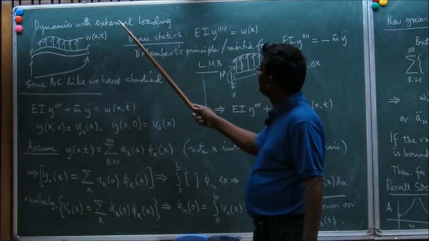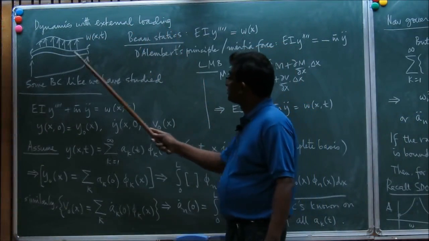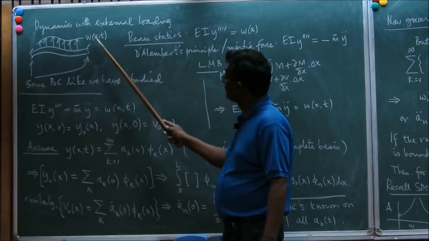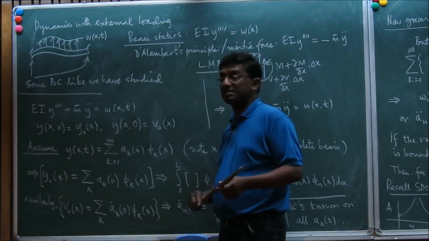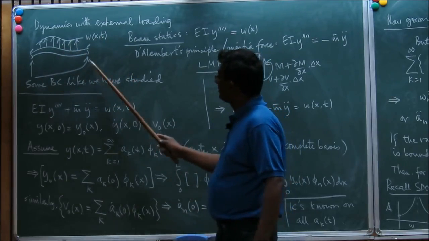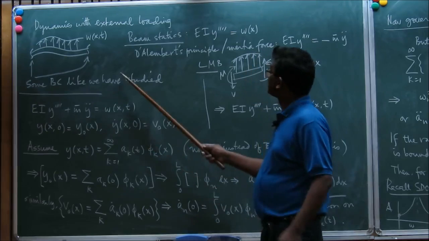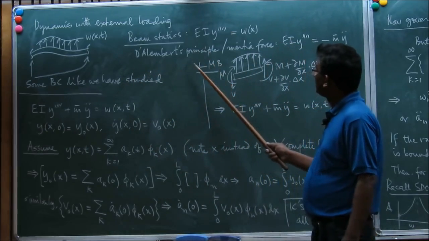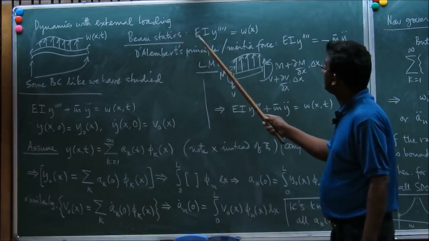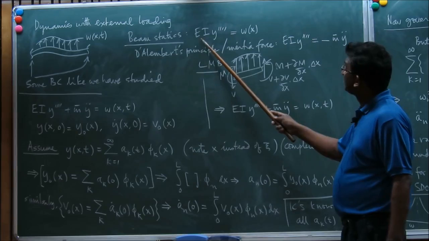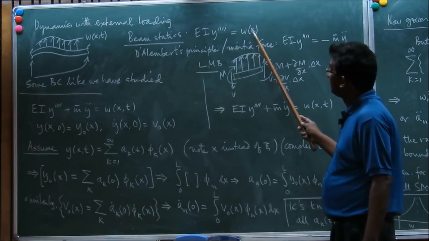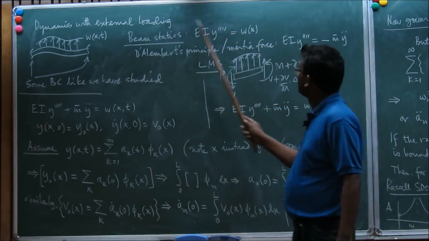Now let's consider dynamics with external loading. So here is a portion of the beam. On it there is a distributed upward load W of x and t, varies with space and time. There are some boundary conditions of the sort that we have discussed so far. To get the equations of motion, you can think about it two different ways. One is, if you think of beam statics, then from strength of materials, you know EI times y with 4 derivatives is W of x.